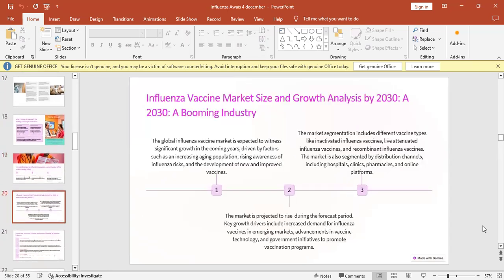So, the influenza vaccine market size and growth analysis by 2030. A booming industry. The global influenza vaccine market is expected to witness significant growth in coming years, driven by factors such as an increasing aging population, rising awareness of influenza risks, and development of new and improved vaccines. Second, the market is projected to rise during the forecast period. Key growth drivers include increased demand for influenza vaccines in emerging markets, advancements in vaccine technology, and government initiatives to promote vaccination programs. The market segmentation includes different vaccine types like inactivated influenza vaccines, live attenuated influenza vaccines, and recombinant influenza vaccines. The market is also segmented by distribution channels, including hospitals, clinics, pharmacies, and online platforms.